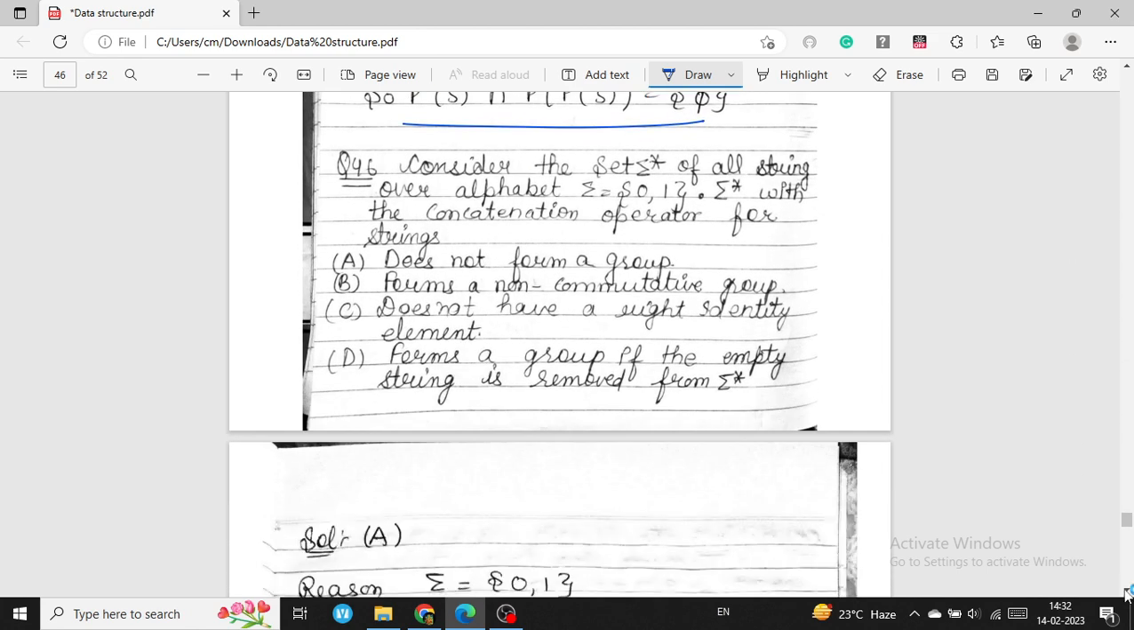Now next question is, consider the set sigma star of all the strings over alphabet sigma equal to 0, 1, and sigma star with the concatenation operator for strings. This is known as Kleene star. It does not form a group, forms a non-commutative group, does not have a right identity, forms a group if the empty string is removed from Kleene star. Answer is: does not form a group.